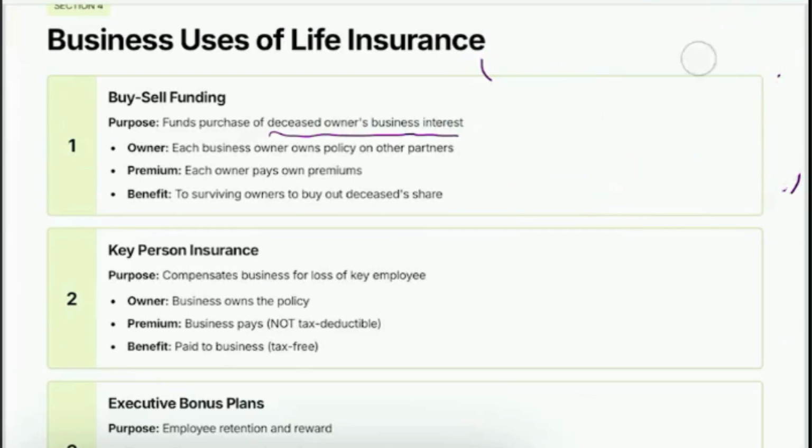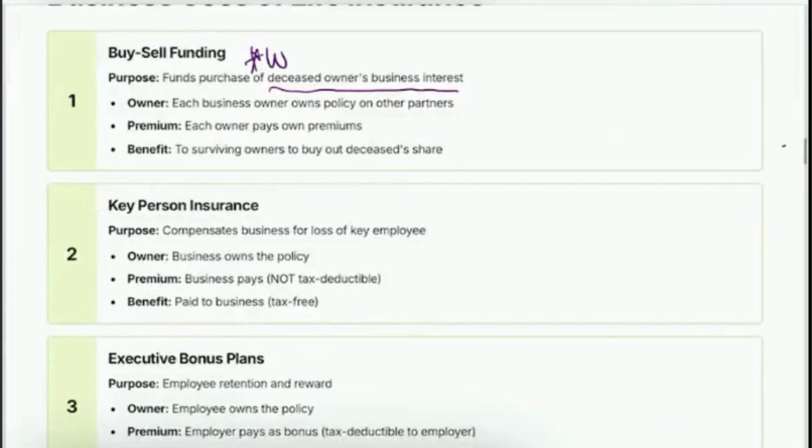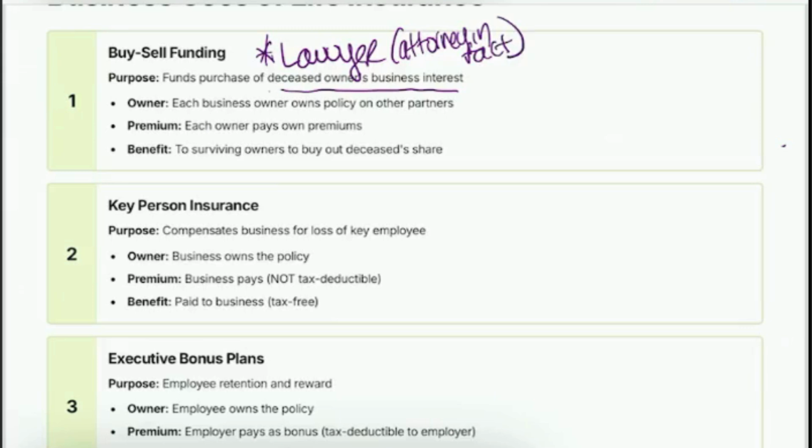So they do need to be put in place by a lawyer. Actually, they call it an attorney in fact. They say which policy must an attorney in fact put in place, who owns the policy, who does the benefit go to, things like that. So one more example. They could ask you how many policies need to be in place if there was a company owned by 3 people.